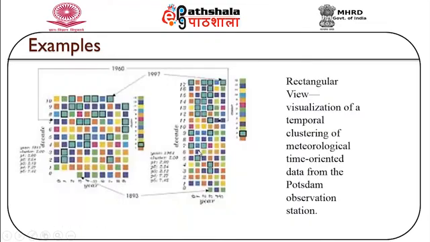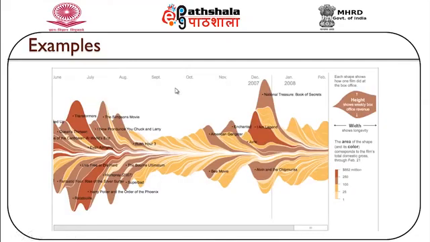So this is another rectangular view of a data set, a visualization of the temporal clustering of meteorological time-oriented data from the Potsdam observation station. This is a meteorological data set that was taken over various times from 1960 to 1997. This is another example of temporal data.